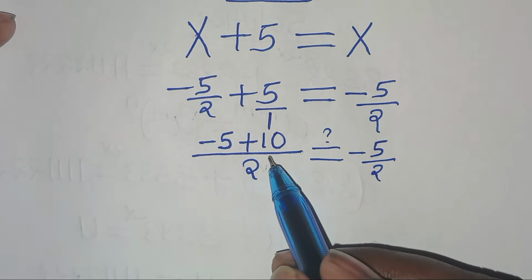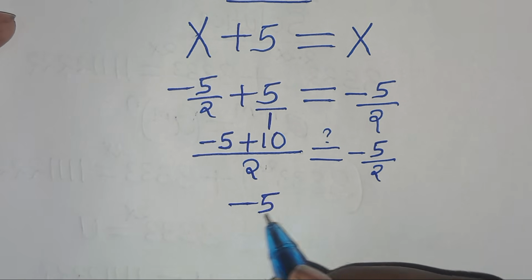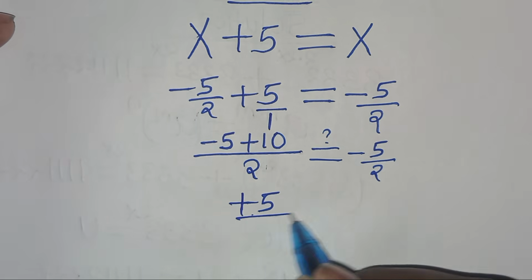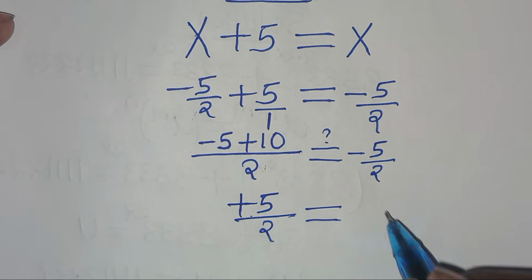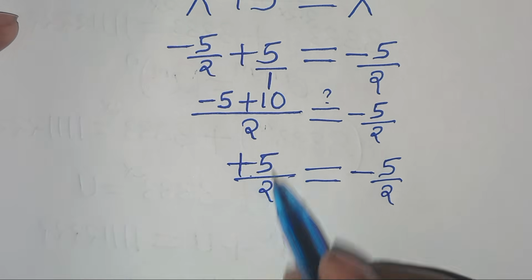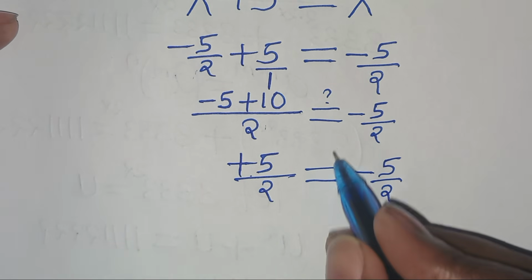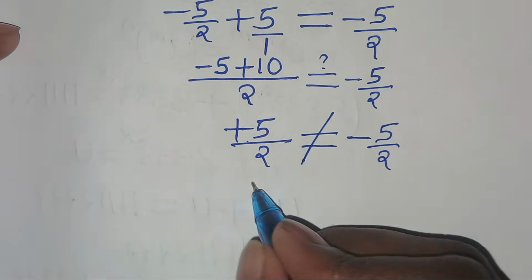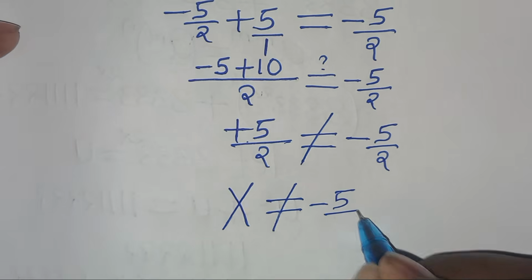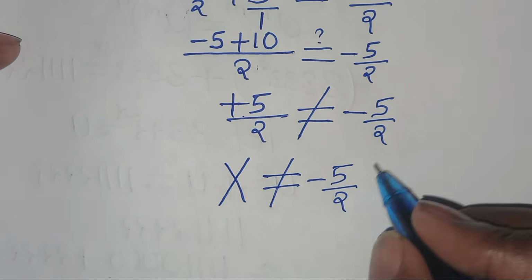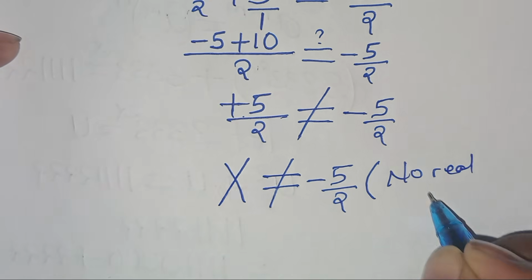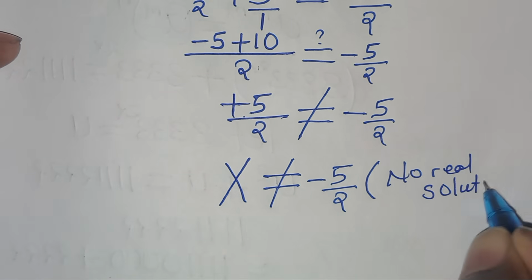So negative 5 plus 10 is plus 5 over 2, and this should be equal to negative 5 over 2. So this is plus 5 over 2, this is negative 5 over 2, so this is not equal. This means that x is not equal to negative 5 over 2. And this implies that in this case, there is no real solution.